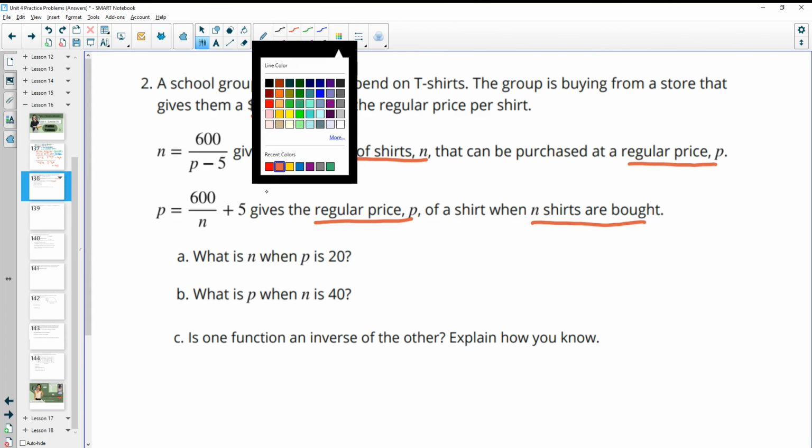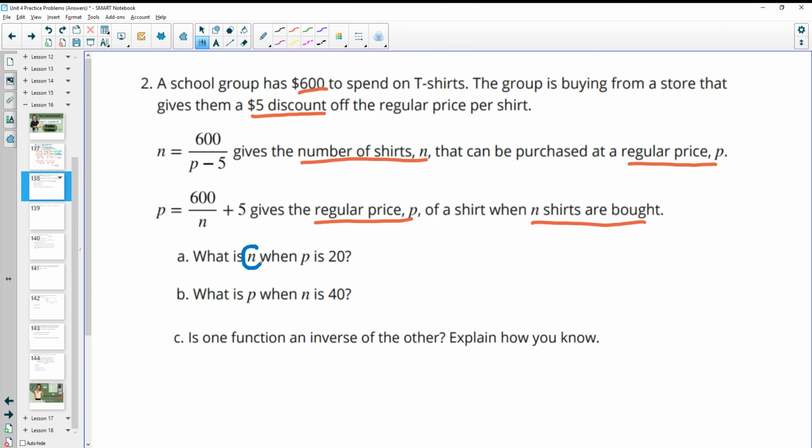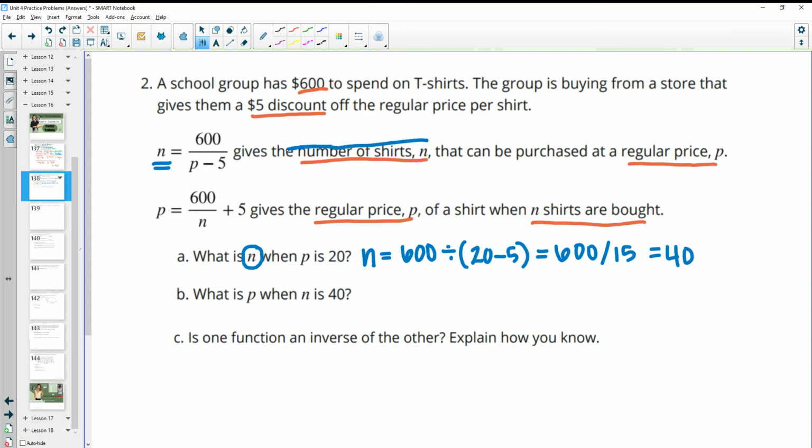So in this one, we're solving for N. We want to know N. So we want to use the equation that has N solved for. So we would say that N equals 600 and then divided by 20 minus 5. So 600 divided by 15, and 600 divided by 15 is 40. So then we know that we have 40 shirts. So N is the number of shirts.